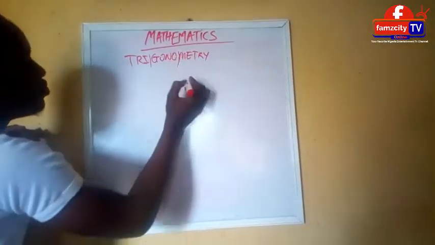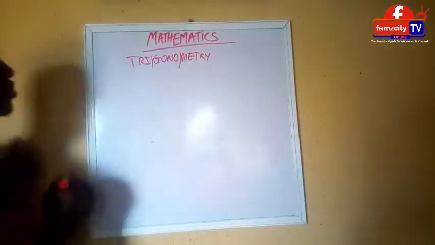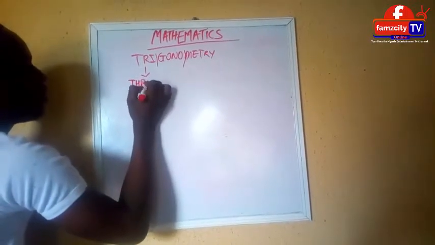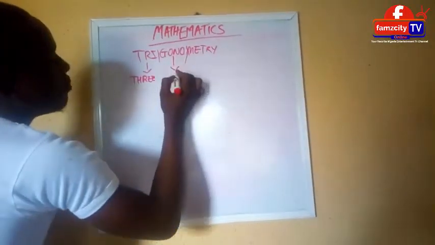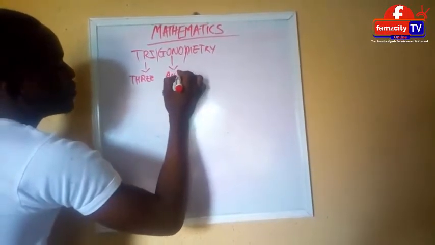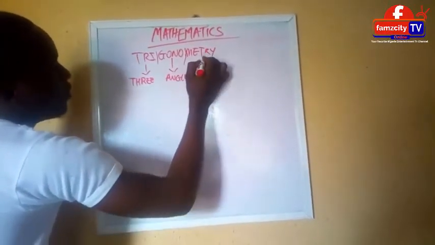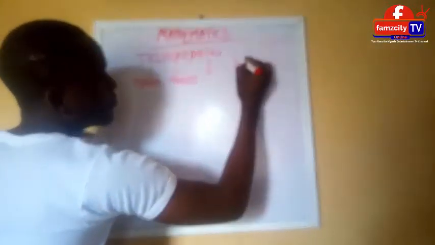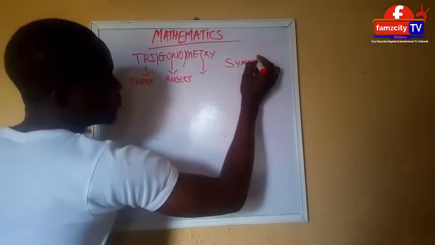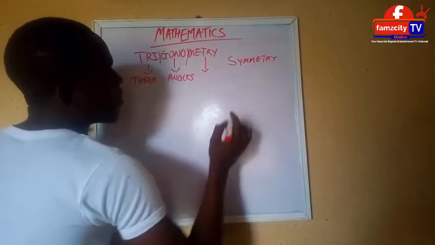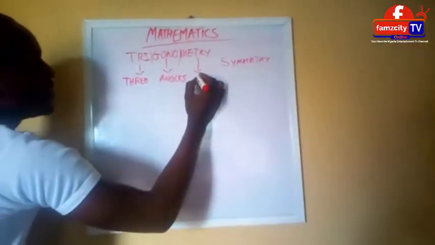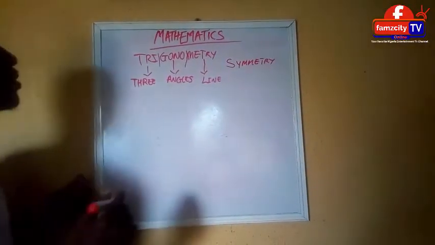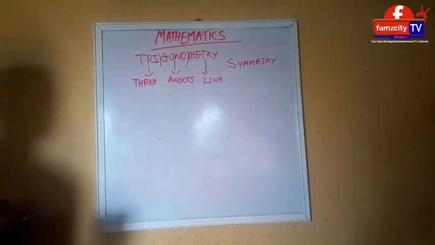tri, gono, and metry. Tri means three, and gono means angles. For metry, it also comes from the word symmetry. Symmetry means what? Lines, or let's say lines.